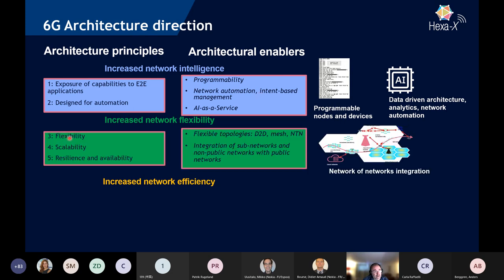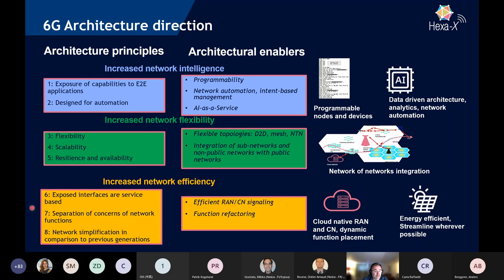Network flexibility is obviously flexibility and scalability, so that we can deploy different sizes of the network much easier than we can now. So it's small networks and large networks. It should be really easy to scale the networks up and down. Resilience and availability is also something we see could be even better. So some of the enablers for this are to look into mesh networks, satellite networks, and how to integrate this, and also non-public networks, to have this network of networks integration, as we say here. For increased network efficiency, the interfaces should be service based.